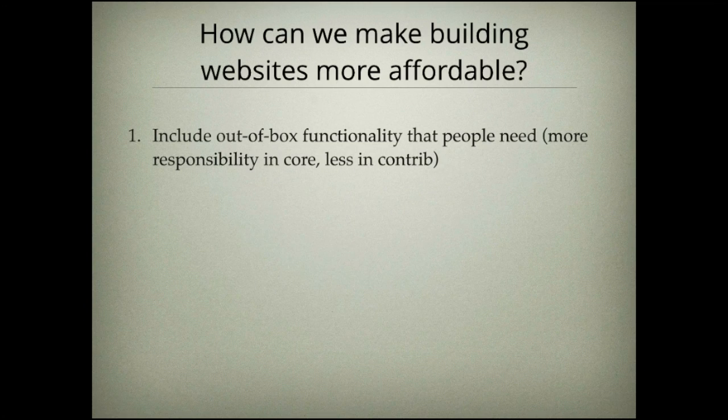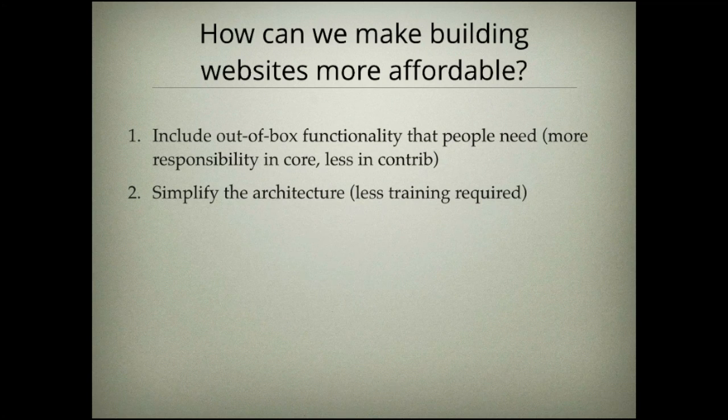What are some things that we can do to bring down the cost of building websites? Include out-of-box functionality that people need, more responsibility in core, generally that's what that means, and less in Contrib, so the new versions come out, you can upgrade to the new versions, and the functionality you need is there. Simplify the architecture. If you simplify the architecture, that makes it so that more people can understand it more easily. There's less training required, which means less expensive developers required, which unfortunately means for developers like us, that our knowledge is less specialized and means that we might not cost as much. But hopefully you're delivering to your client based on your ability, not based on the software that you know.